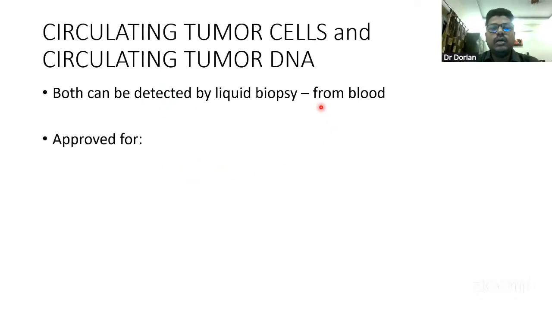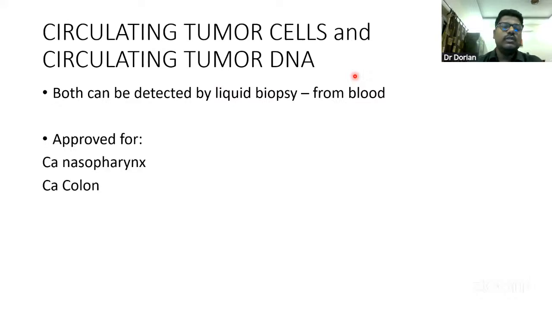So there are 2 terms in cancer: circulating tumor cells and circulating tumor DNA. One is given in Schwartz, one is given in Sebastian. I have combined both. Both of these can be detected by liquid biopsy. So what is liquid biopsy? So what is solid biopsy? Solid biopsy means we take a biopsy from the tumor. Liquid biopsy means take a biopsy from the blood. That's all you have to know. You are taking biopsy from the blood. In the blood, you detect either tumor cells or tumor DNA.